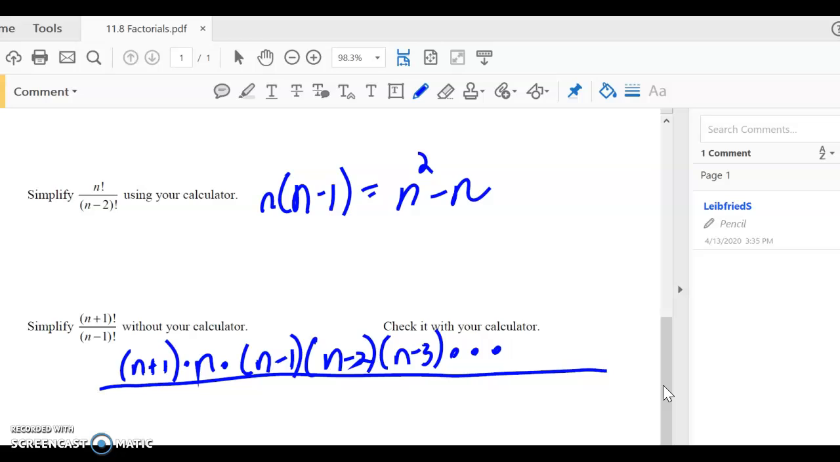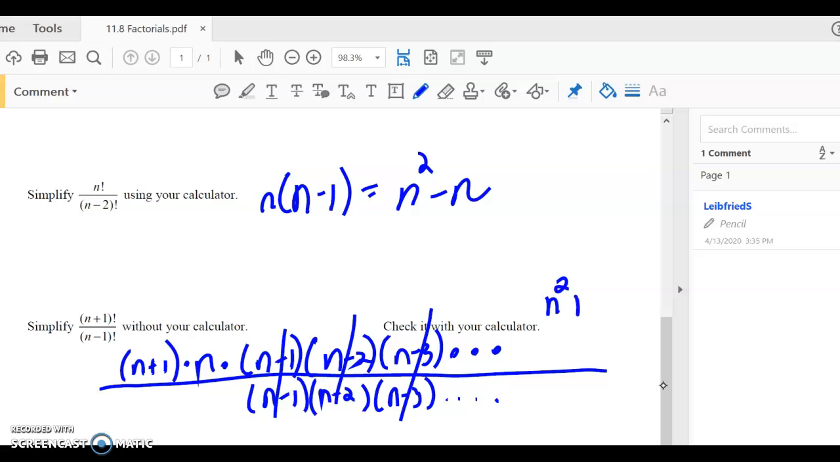N minus 1 factorial would start at n minus 1. The number before that would be one number less, so that's n minus 2. And then n minus 3 all the way down. So all of these would cancel, and we'd be left with n plus 1 times n. So our answer would be n squared plus n.